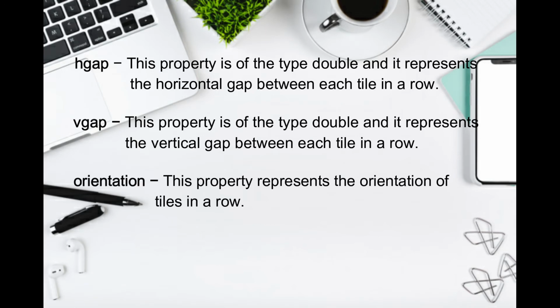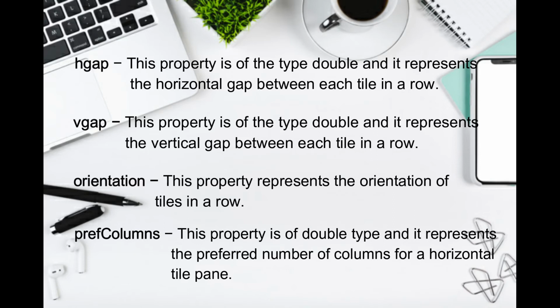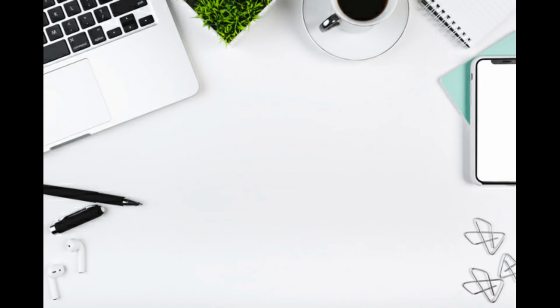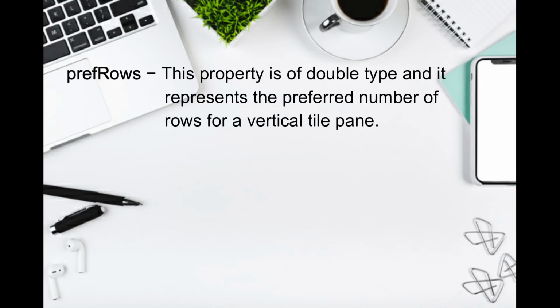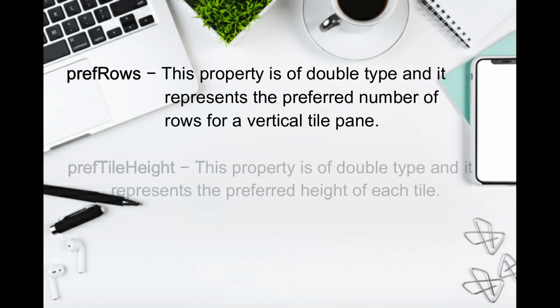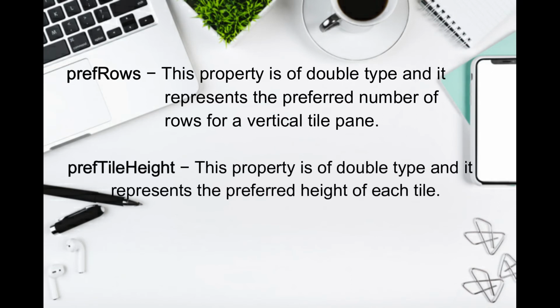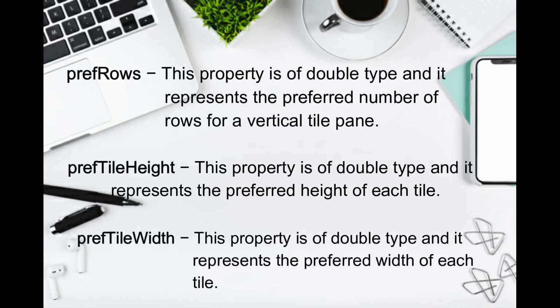Orientation. This property represents the orientation of tiles in a row. prefColumns. This property is of double type and it represents the preferred number of columns for a horizontal tile pane. prefRows. This property is of double type and it represents the preferred number of rows for a vertical tile pane. prefTileHeight. This property is of double type and it represents the preferred height of each tile. prefTileWidth. This property is of double type and it represents the preferred width of each tile.